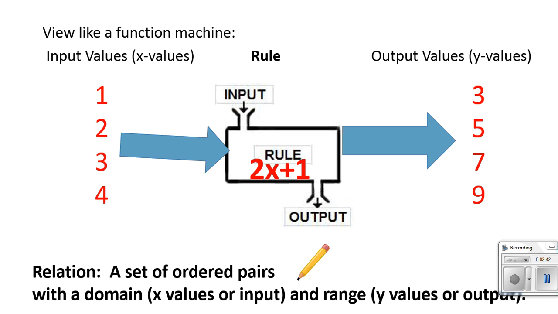I do need you to write this down. This is a relation, so I want you to know that a relation is a set of ordered pairs with a domain. That's your x or input values, and it has a range. That's your y or your output values. So in this function machine, our x or our domain would be 1, 2, 3, and 4, and our output values or our range for this machine would be 3, 5, 7, and 9.